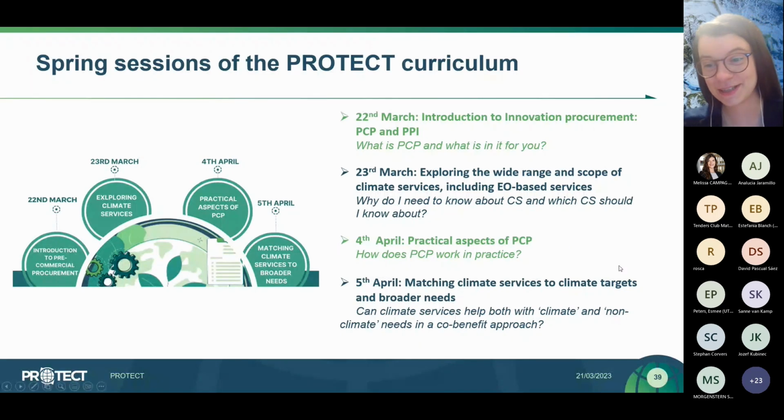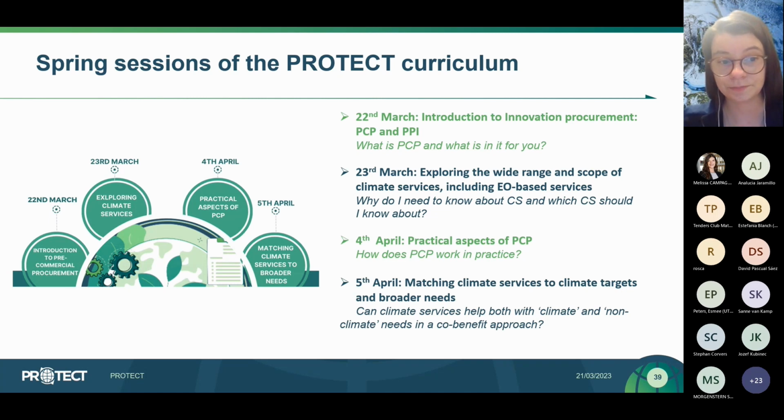So yes, the spring sessions that start tomorrow consist of two webinars dedicated to innovation procurement. Tomorrow's sessions will focus on introducing you to innovation procurement and pre-commercial procurement and letting you know how it can help you. And in 2 weeks, just when we are all getting ready for the Easter holidays, we will get into more of the practicalities of pre-commercial procurement. For that, we will have Carvers represented by Ana Lucia, who just presented, and we will also have the city of Haarlem represented by our colleague Valentina.